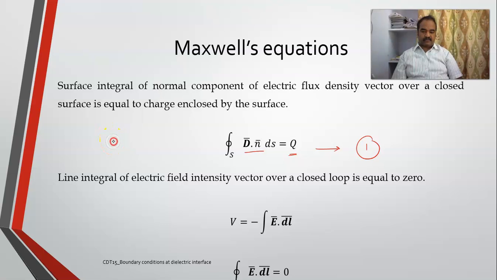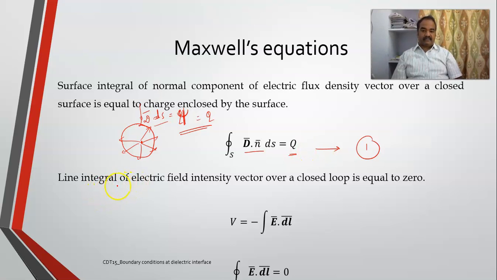Which means that, let us suppose there is a charge and it is developing electric flux around it. So the flux density which is normal to this surface, D, radially outward, integrated over the entire surface, is equal to the charge enclosed by it, isn't it? Actually, the surface integral of flux density is nothing but electric flux, which is again nothing but charge. This is Maxwell's first equation.